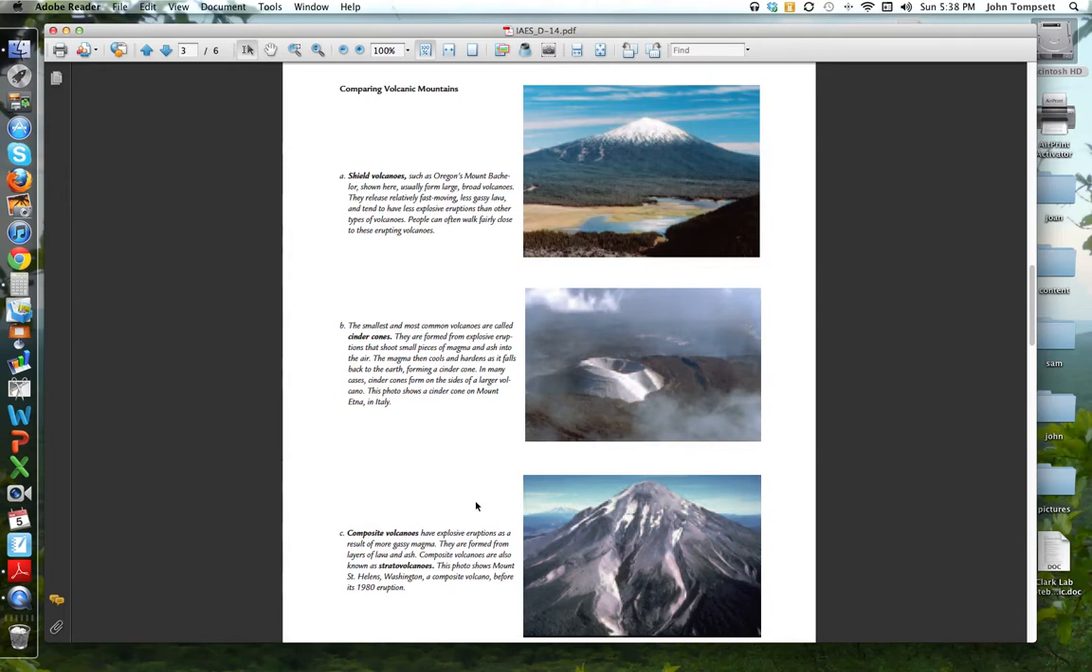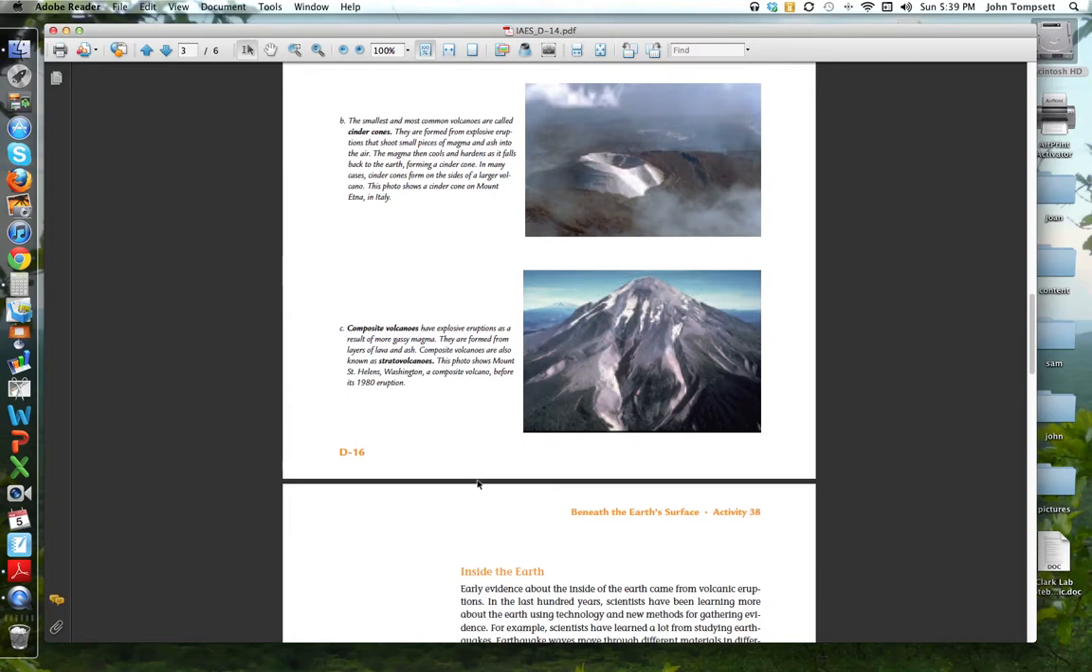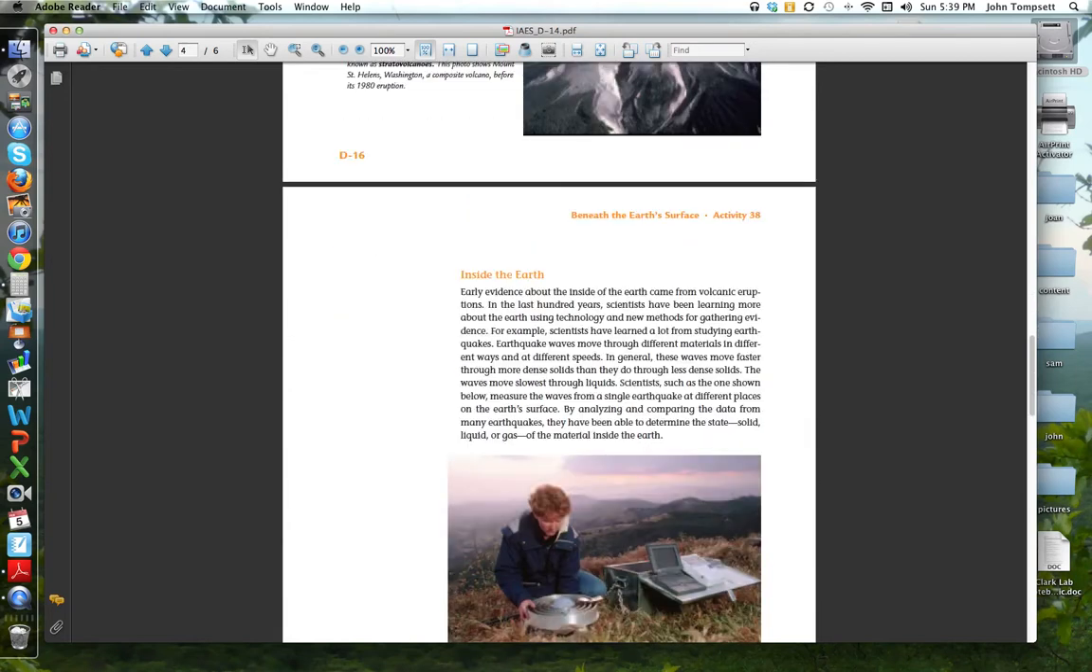And the last one is a composite volcano. They have explosive eruptions as a result of more gassy magma. They are formed from layers of lava and ash. Composite volcanoes are also known as stratovolcanoes. This photo shows Mount St. Helens, Washington, a composite volcano before its 1980 eruption. Going to the next page.